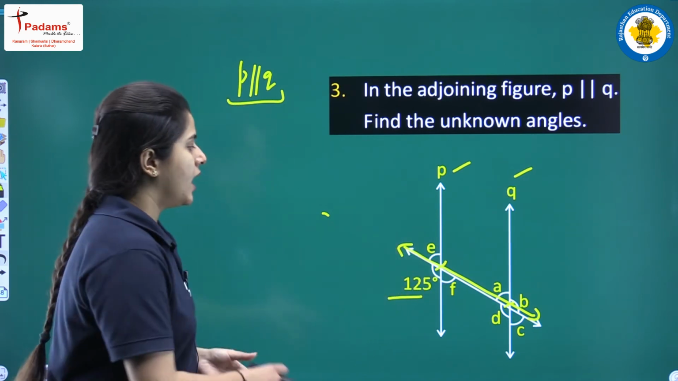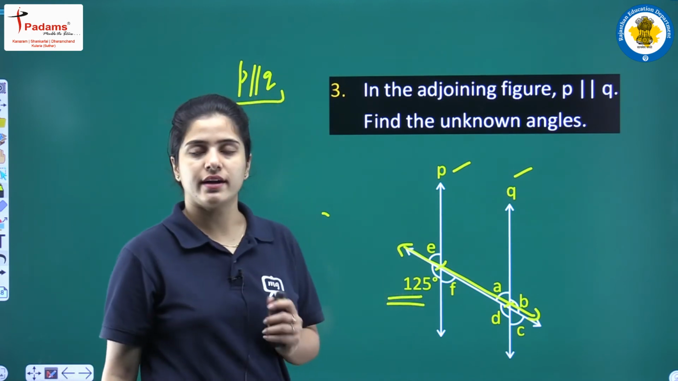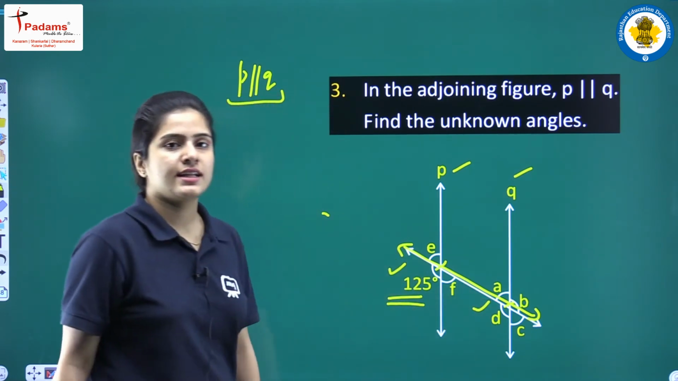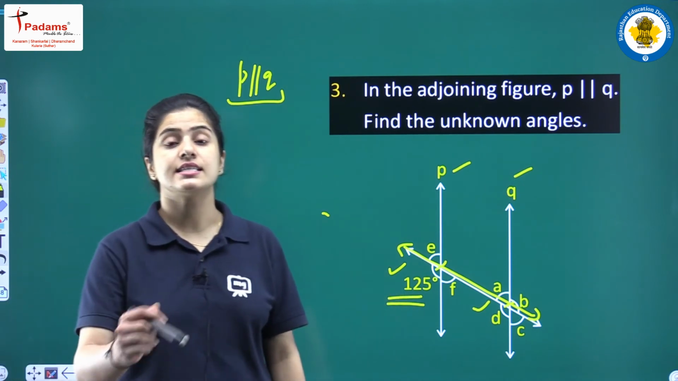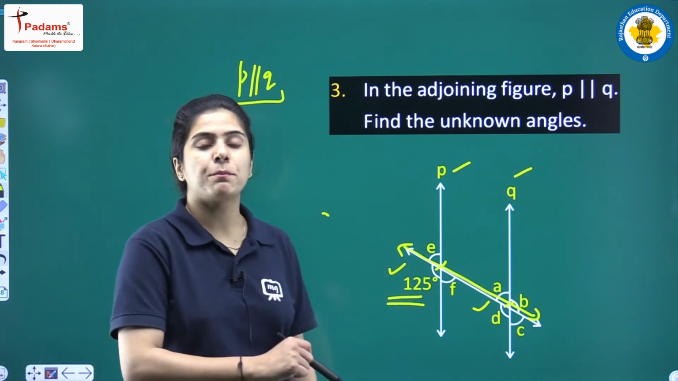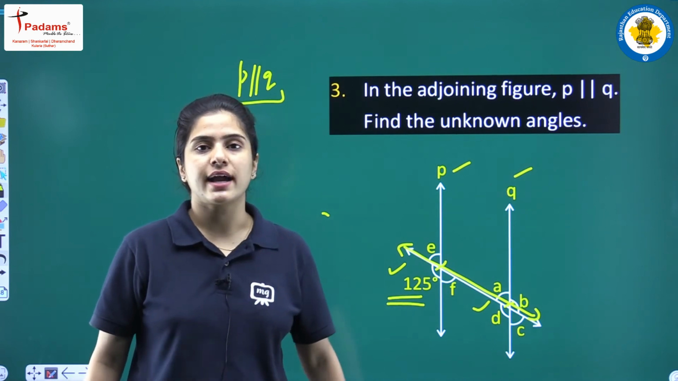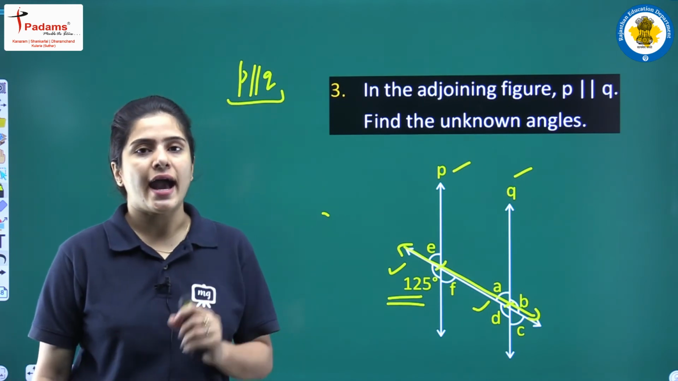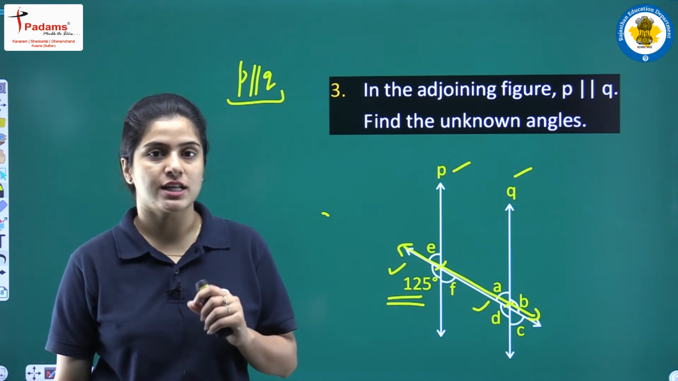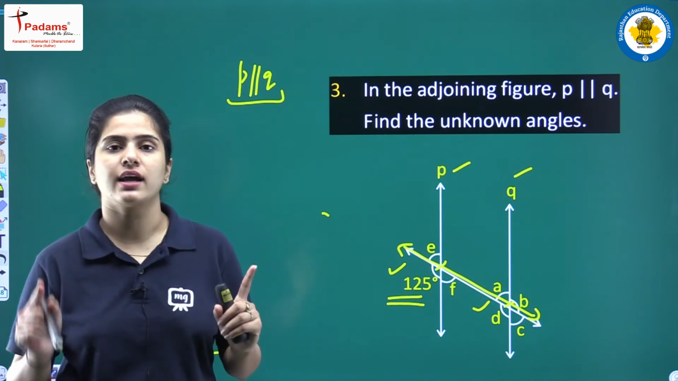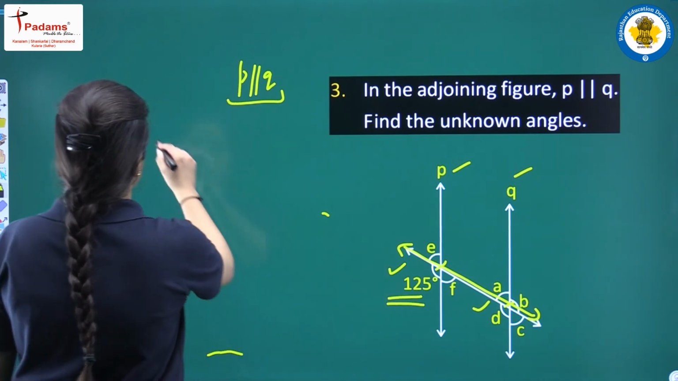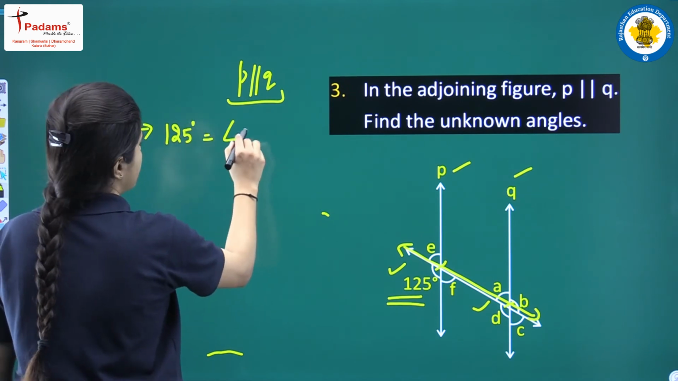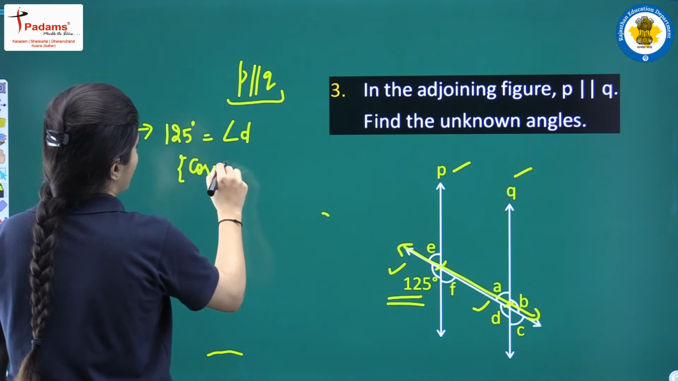Okay students, we only know that this angle is 125 degrees. So this angle, that is angle D, and this 125 degrees are equal to each other. Why? Because it follows the property of corresponding angles. Why corresponding angles, students? Because corresponding angles lie on the same side of the transversal, and in a pair of corresponding angles one angle must be interior and one must be exterior. So first, 125 degrees is equal to angle D. Why? Because of corresponding angles.